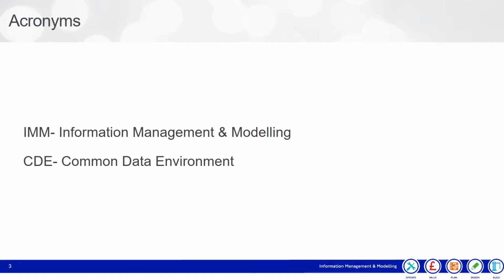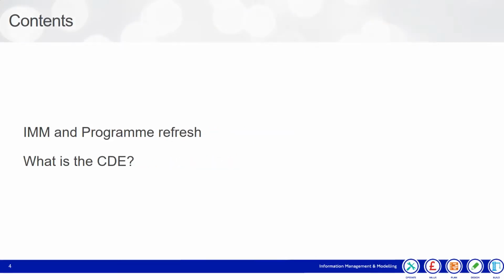Before we start, you will hear some acronyms within the presentation, so we're going to explain them at the beginning. The first is IMM. This stands for Information Management and Modelling, which is the name of the programme. The next is CDE, which stands for the Common Data Environment and is the name of the technology that we're looking to procure.